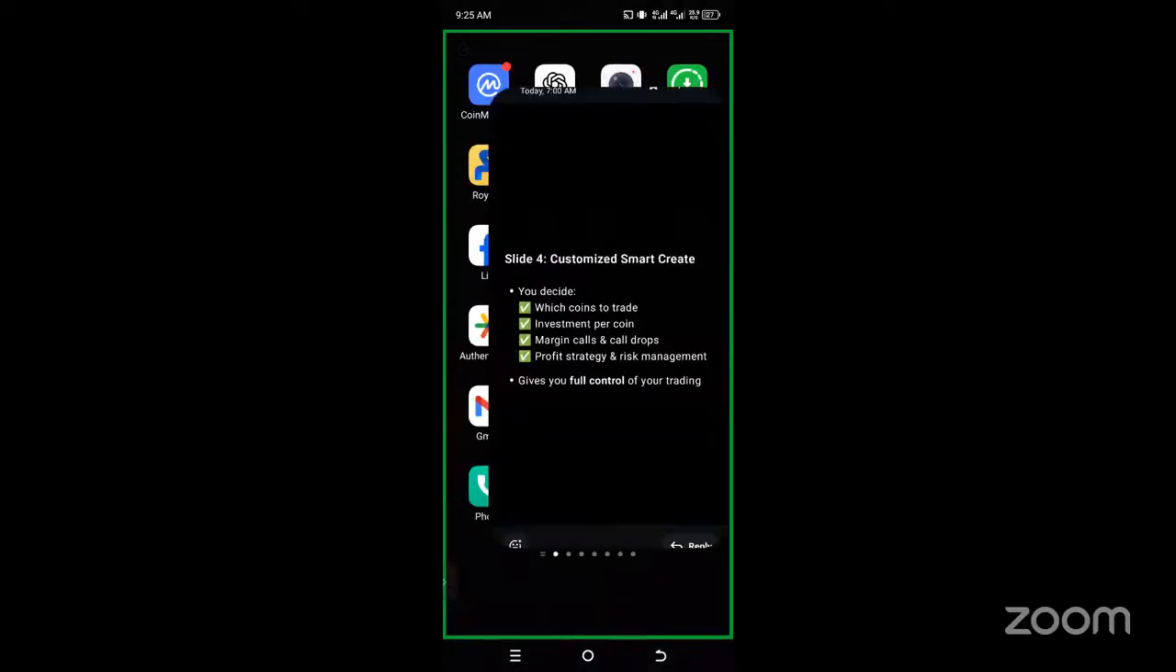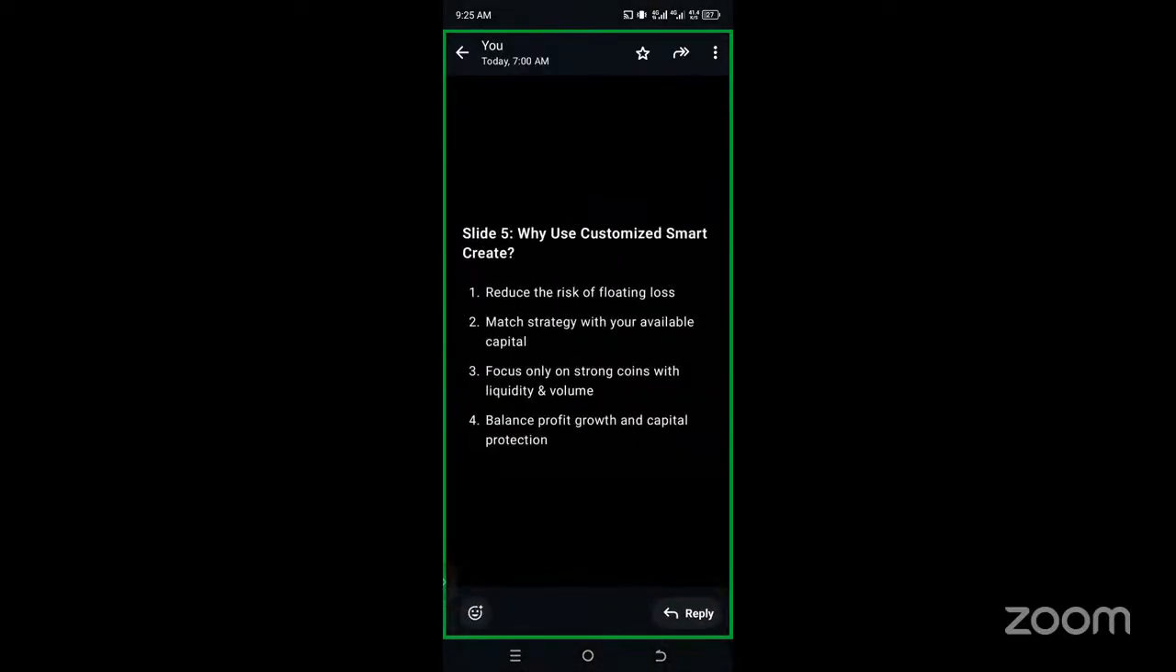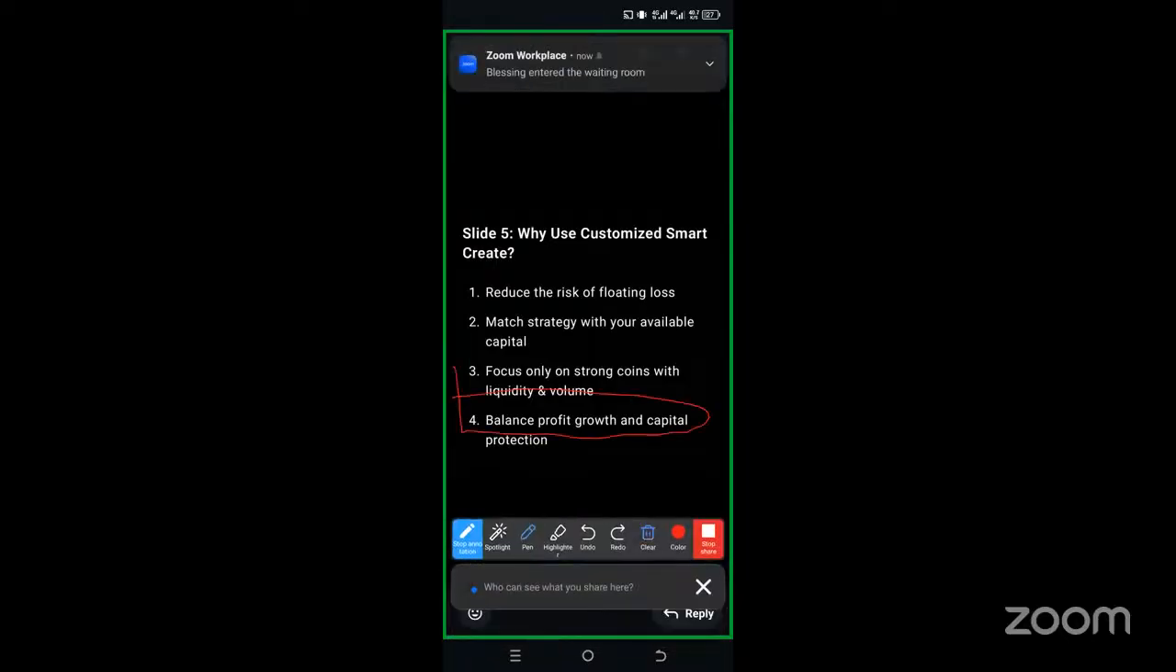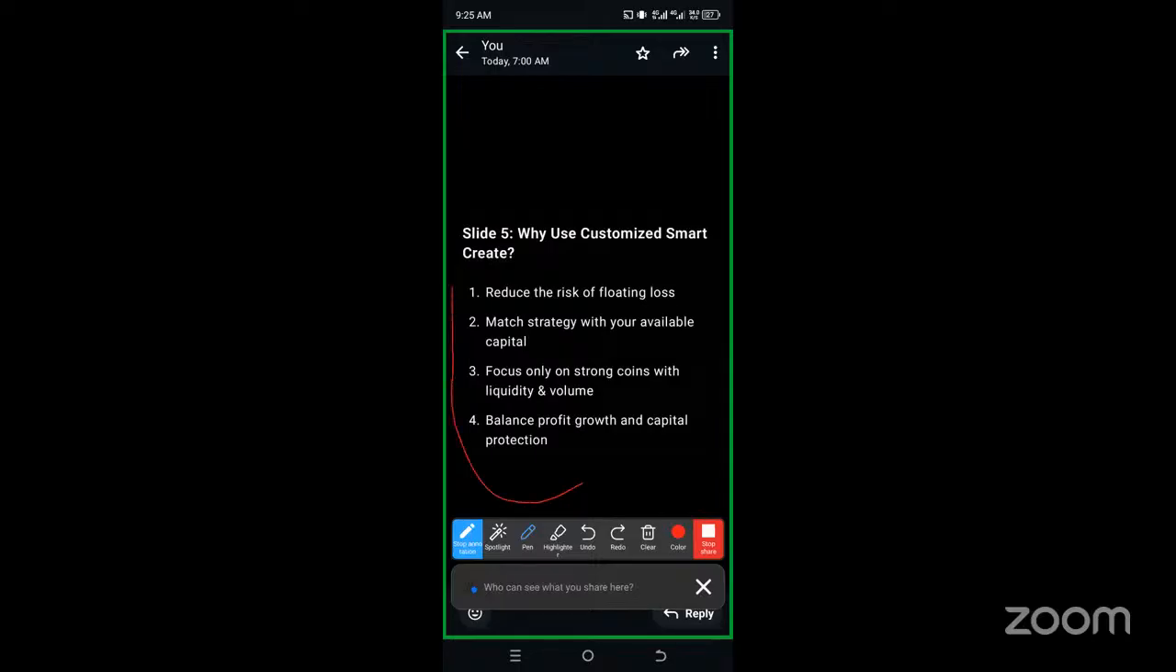We move to slide number 5. Slide number 5, we come to why use customized Smart Create. Number 1, it reduces the risk of floating loss. Those people were talking about floating loss, please. It reduces the risk of floating loss. Number two, it matches strategy with your available capital.